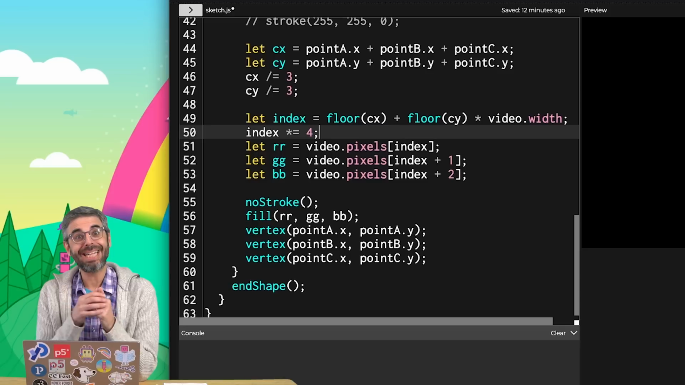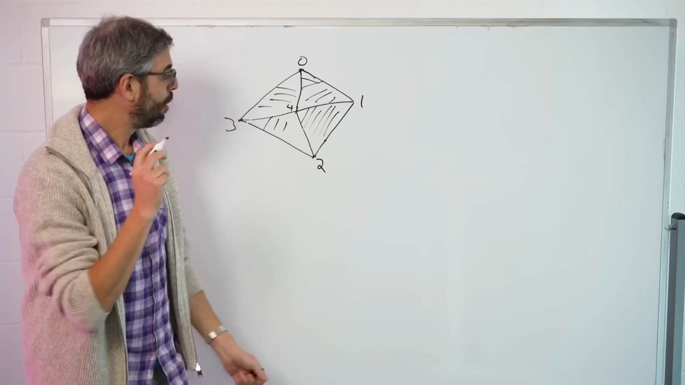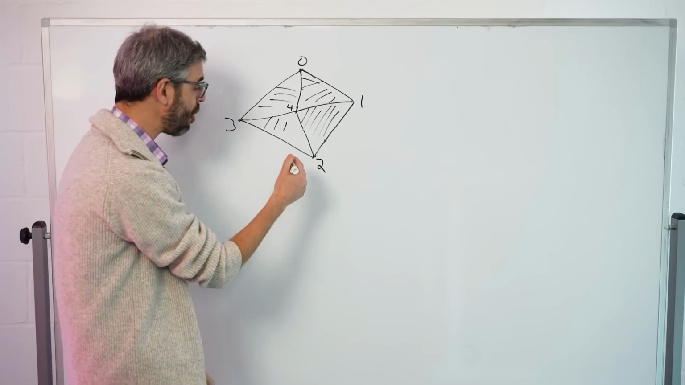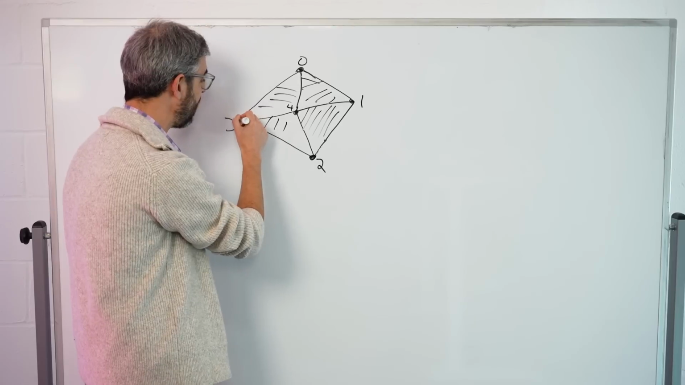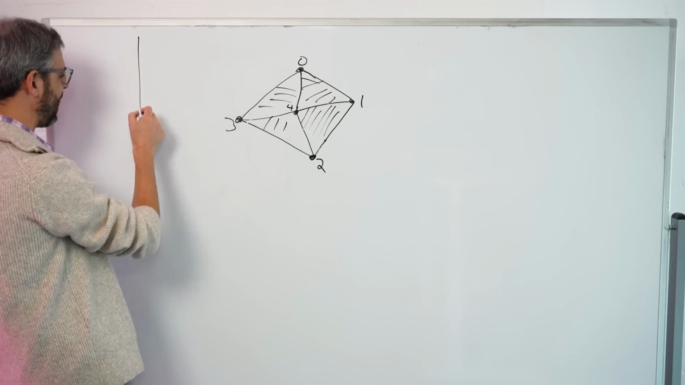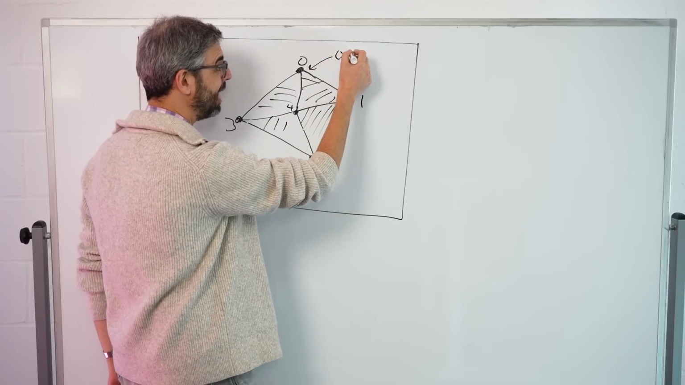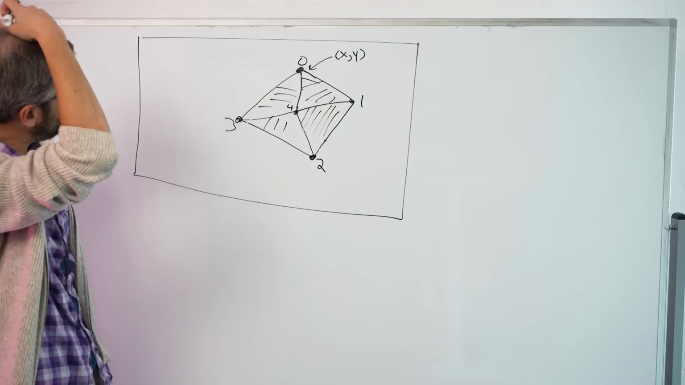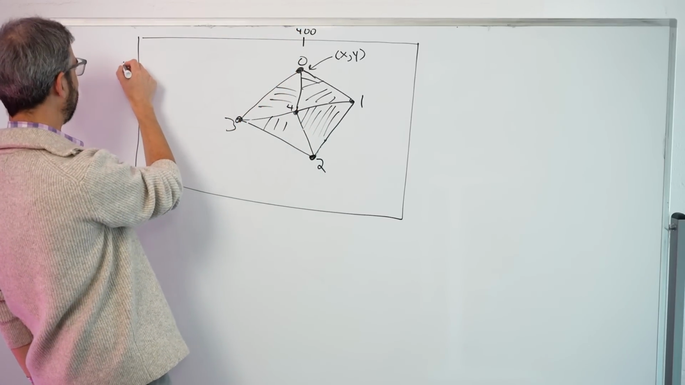Here is where I need to now talk about the concept of UV coordinates. Remember, these triangles started with a collection of XY points, the key points of the FaceMesh model. They are inside of a larger P5 canvas. So this point here has a specific XY. Maybe it's something like X is 400 and Y is 50.